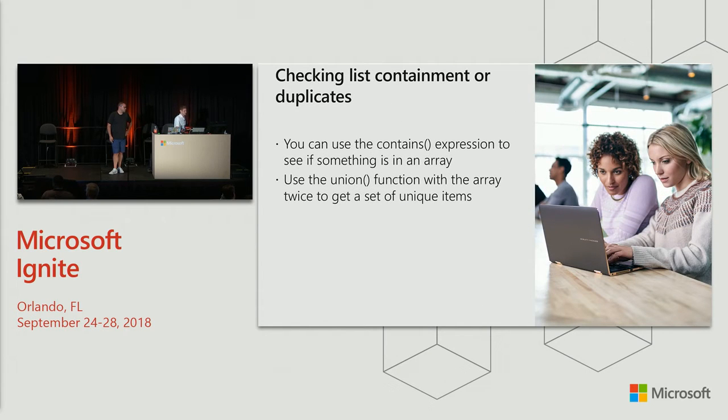And list containment. Sometimes you need to check if a particular value is in an array. Contains is how you do that. Union, this is a trick we'll see in a second, ordinarily takes two arrays and merges them together, but it also has the handy property that it will remove duplicates. So one way of reducing an array down to only the distinct values is to use union. So let's do a couple demos on how to select and filter.